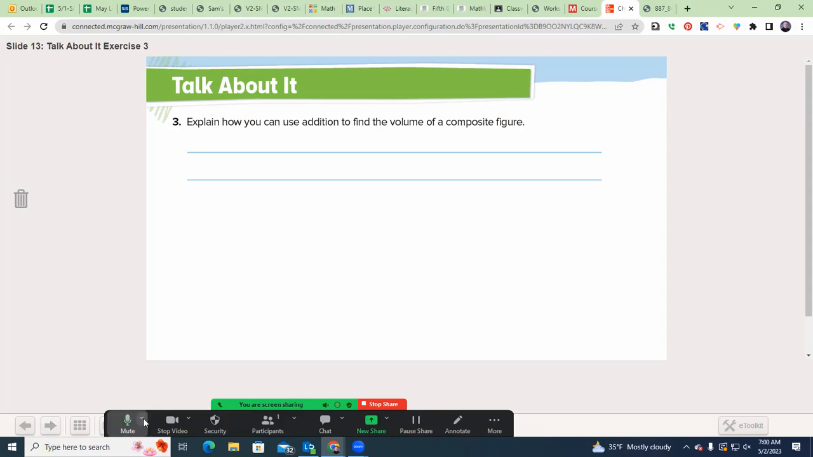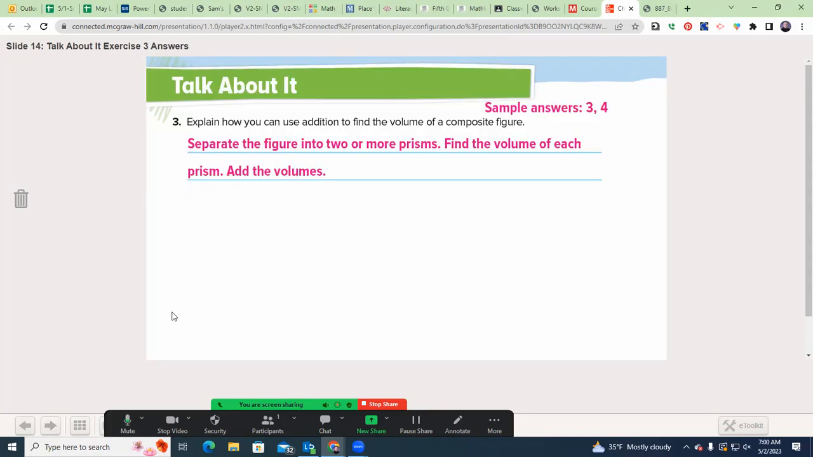So how can you use addition to find the volume of a composite figure? Well, you've kind of seen this in action. You separate the figure into two or more prisms, sections that have similar length and width, find the volume of each, and then add them. Just like you found the 4 and the 8 and put them together and got 12, that's exactly what we're talking about here.